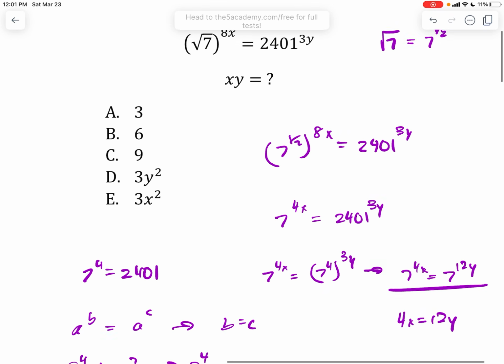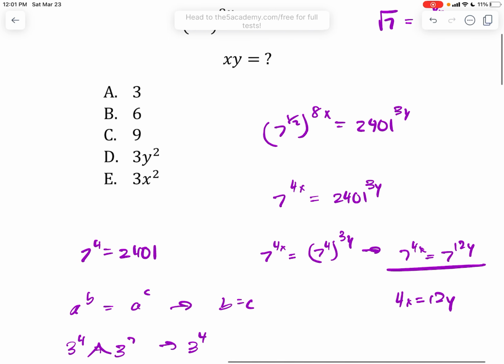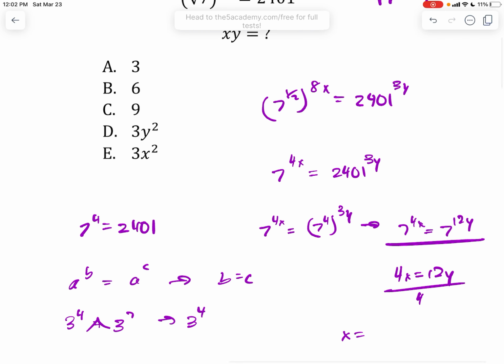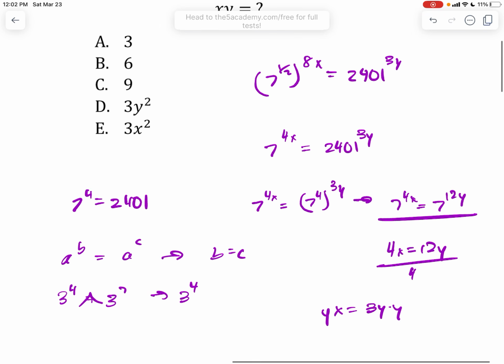And if I want to find what xy is equal to, let's just do this. I'm going to isolate the x side of this. X is equal to 3y. And if I want to find xy, just multiply both sides by y. I end up getting xy is equal to 3y squared.